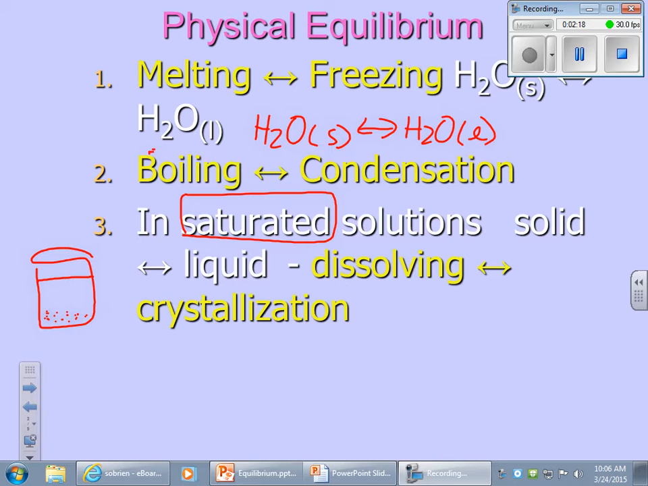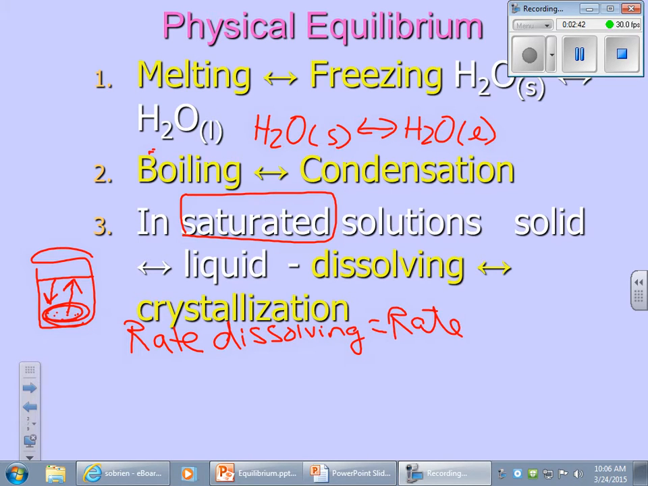Even if I stir this, right, I can get some of the salt to dissolve into the solution, but there's only so much, a maximum amount it could hold at that temperature, that some is then going to come back out and sit on the bottom of the beaker. So the rate of dissolving equals the rate of crystallization. Some will dissolve, but then even if I get some more to dissolve, it's then going to crystallize back out. So the rate of dissolving equals the rate of crystallization.